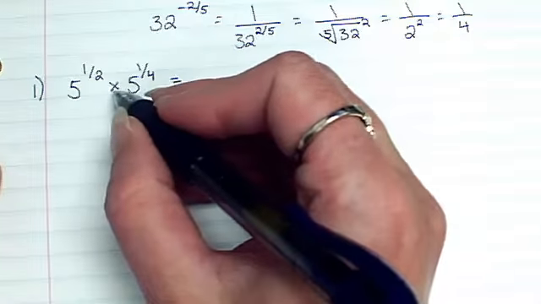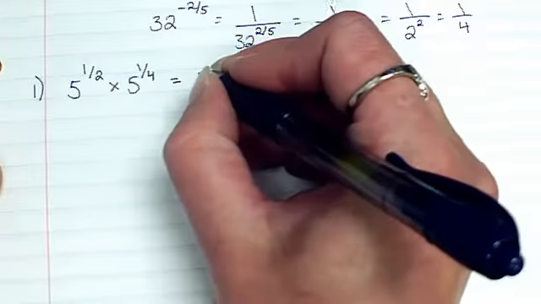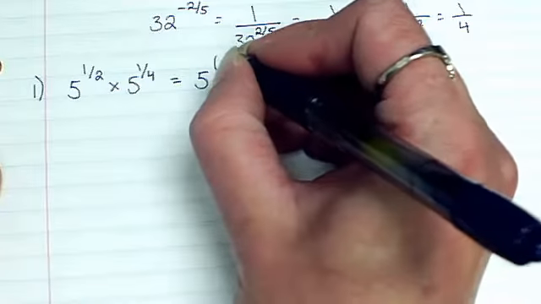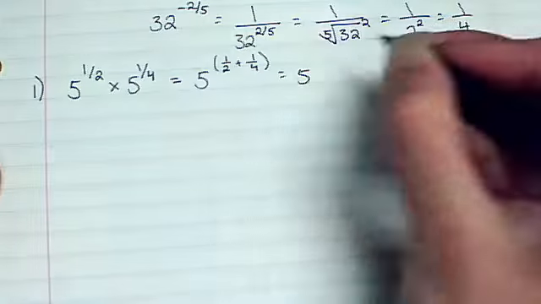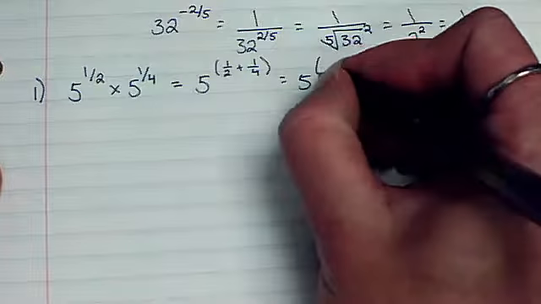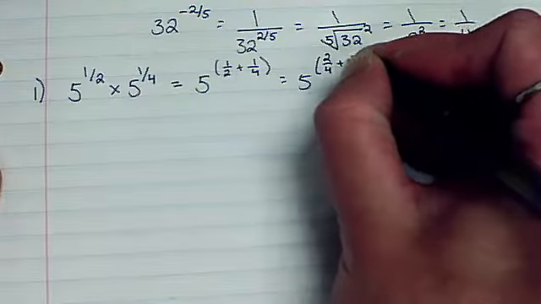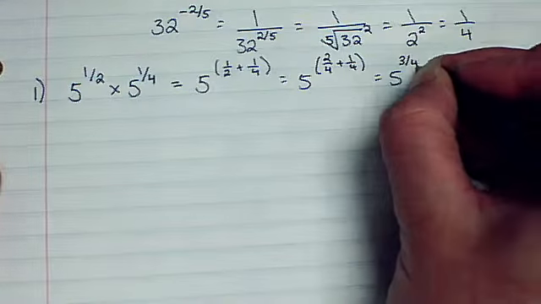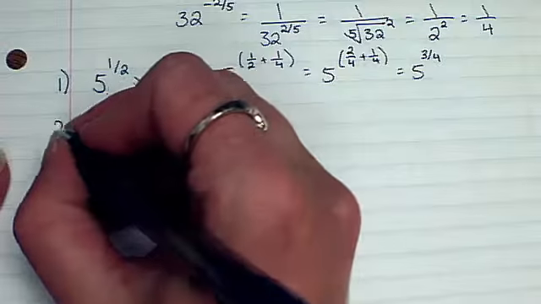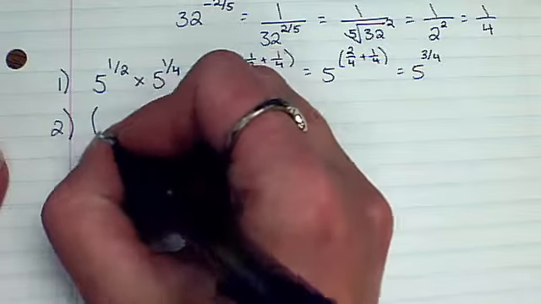If I'm multiplying two things that have the same base, then I'm going to add my exponents. So I'm going to take 1/2 plus 1/4. Now remember, you want to find common denominators. So that's 2/4 plus 1/4. That's 5 to the 3/4. Everything works just like your other rules of exponents.